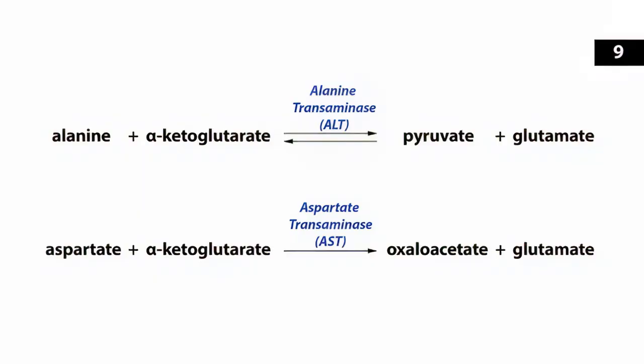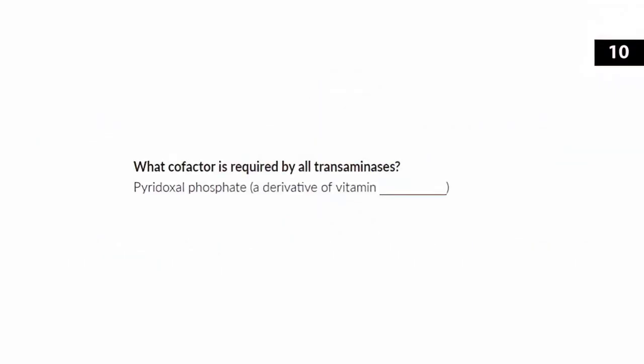So what makes these enzymes ALT and AST so important? Well, we use them clinically as markers of liver damage. When your hepatocytes are injured, AST and ALT will spill into the blood. That's one of the ways we know that liver cells have been damaged. And the next question says, what cofactor is required by all transaminases? Well, it's pyridoxal phosphate, which is a derivative of vitamin B6.